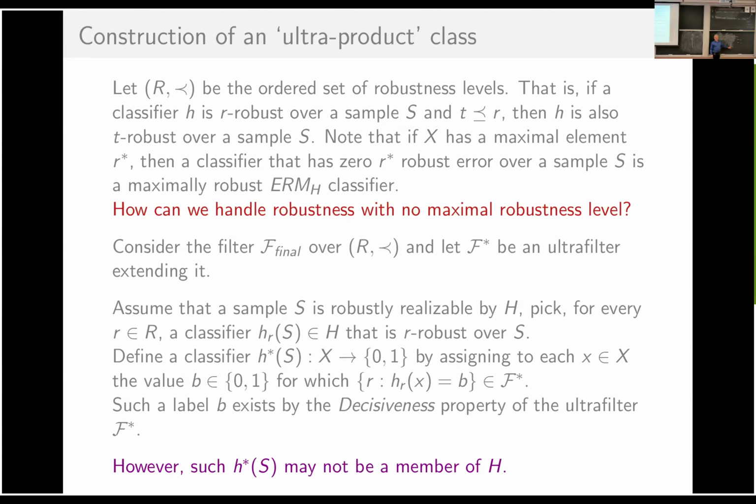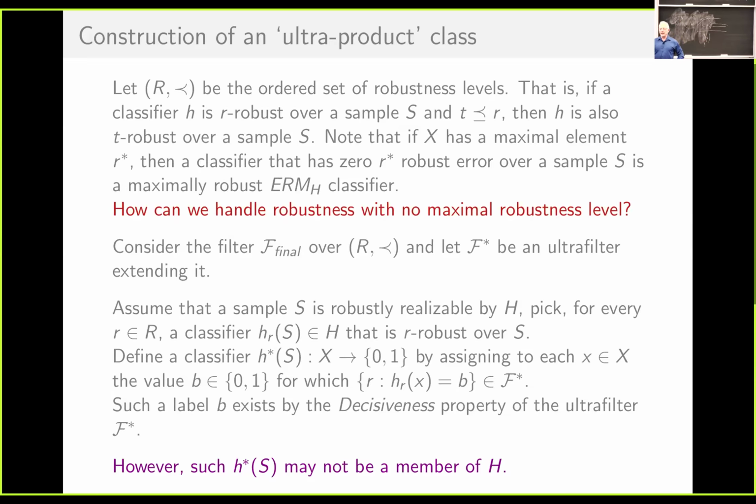It's kind of a majority vote. I have here all kinds of H_R classifiers. I want to decide what to do outside the sample. I'll take a majority vote. But since it's an infinite set for the majority vote, I need an ultrafilter. So the ultrafilter will decide how I behave outside the sample.